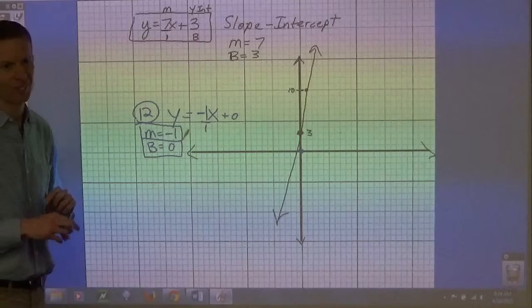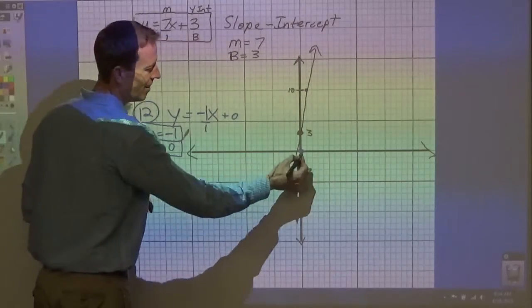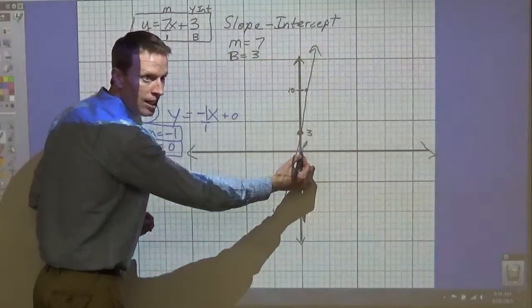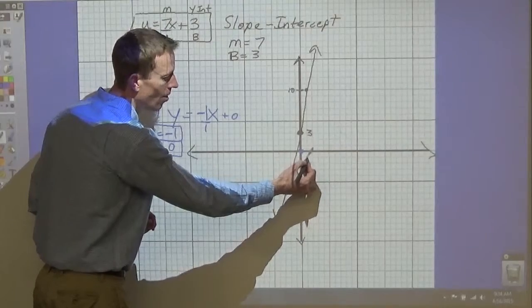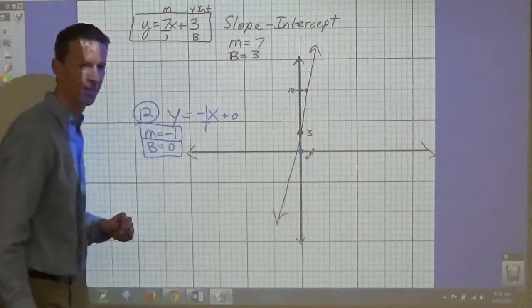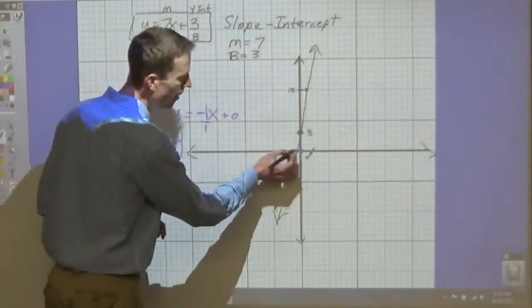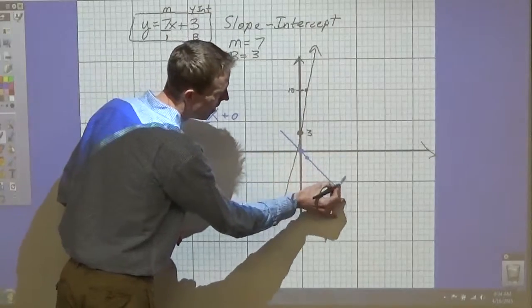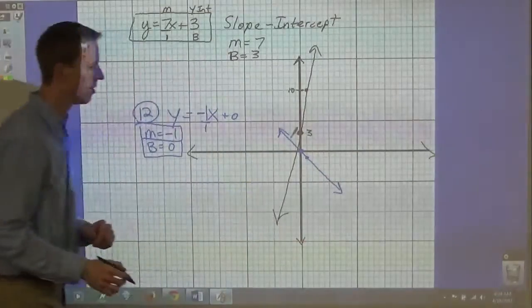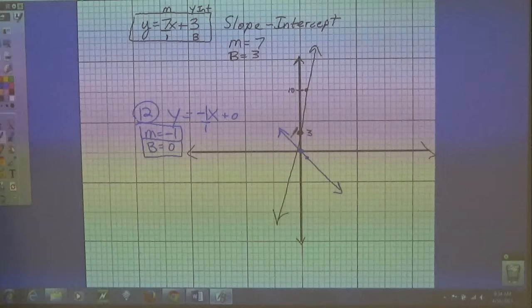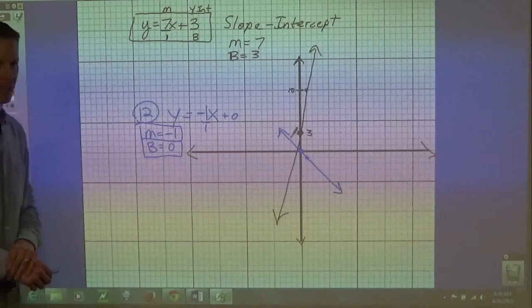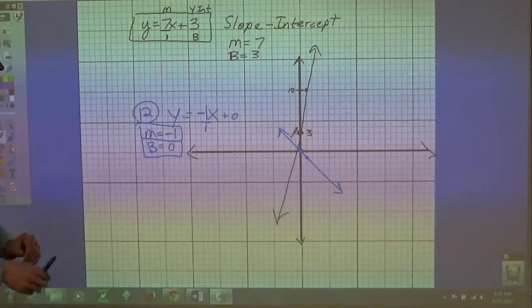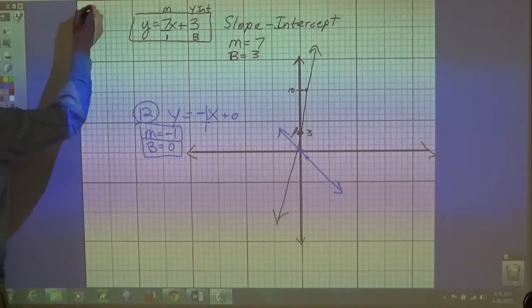From the y-intercept, we go down 1 over 1. Okay? This is our line for this equation. Any questions on graphing these lines? No? Okay, let's go back then.